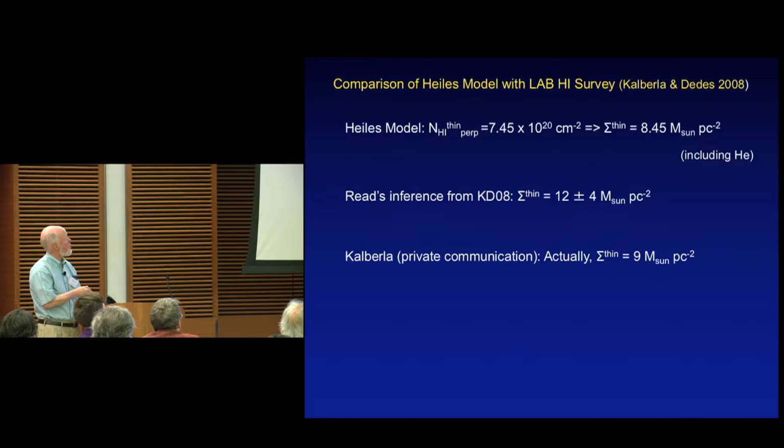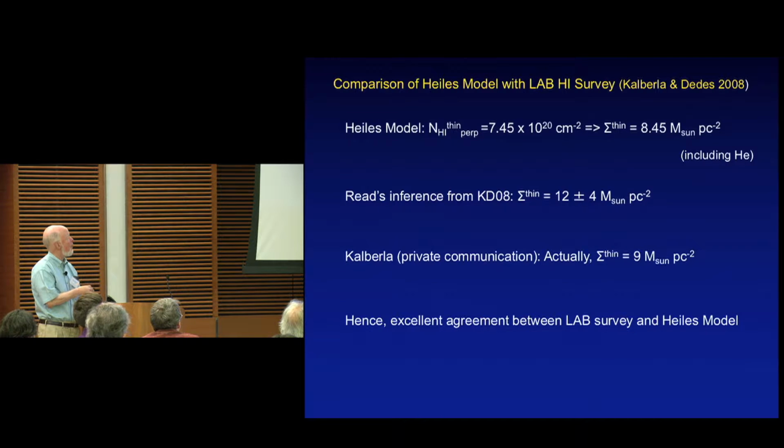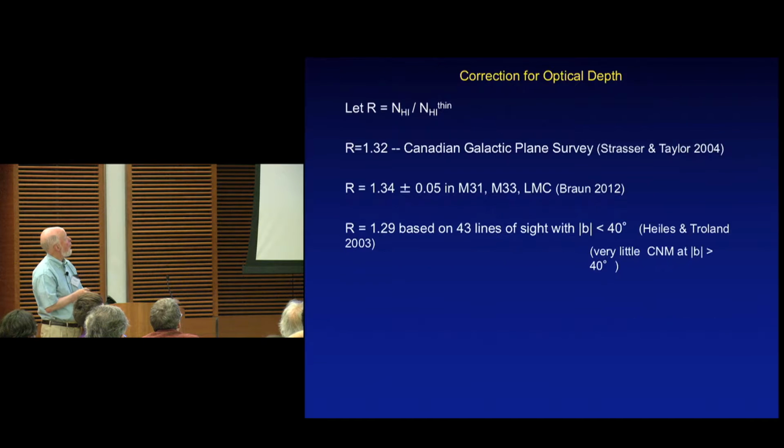Solar mass per square parsec. So that actually implies there's excellent agreement between the Heiles model and the more recent data. So what about the correction for optical depth, which we've already heard about earlier this morning?